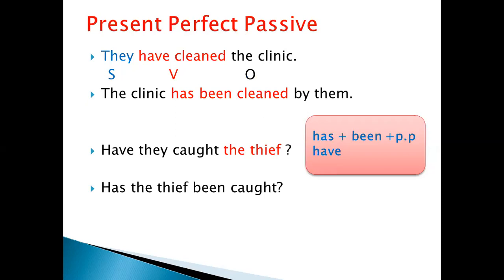The question form: have they caught the thief? Look for what? Who can say? Look for the object. Yes, right. This is step number one. Number two, what tense is it? It's present perfect, so has or have been plus past participle. It's a question, so it begins with has or have. Yes, has the thief been caught?